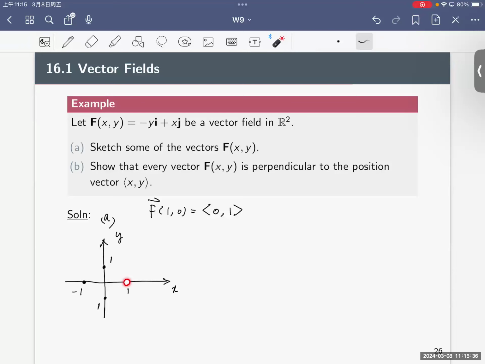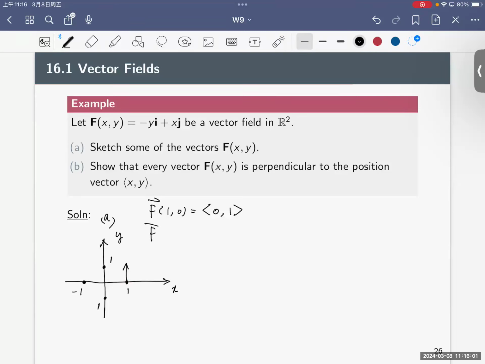The vector 0, 1 means the vector is pointing up, with 1 unit in the y direction. There is no displacement in the x direction. There's just 1 unit of displacement in the y direction. So this is the vector at this point.